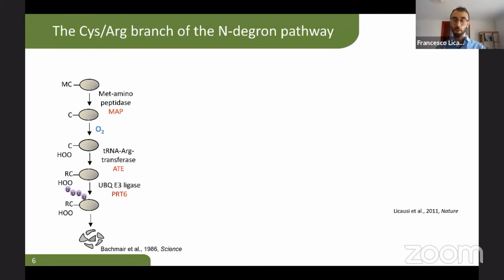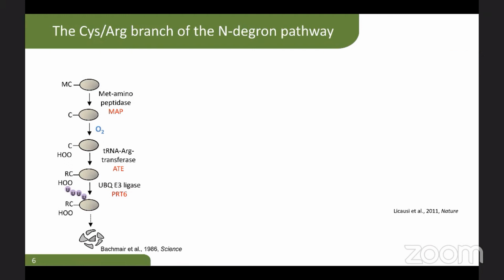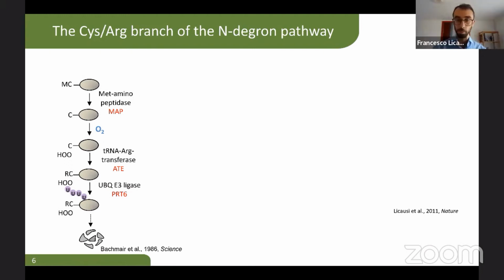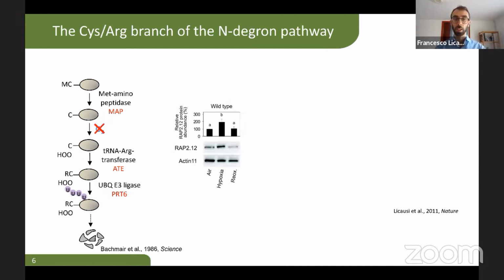So this was sort of my eureka moment, when I realized that this matched perfectly with my ERF7 transcription factors. And this was the first time that an in vivo substrate was hypothesized. Before, all the research was done only with synthetic reporters. So we tested whether preventing oxygen access to the cell would stabilize these transcription factors. Here you see one of them, called RAP2.12, and we could indeed verify that hypoxia stabilizes this protein and reoxygenation instead favors its degradation.